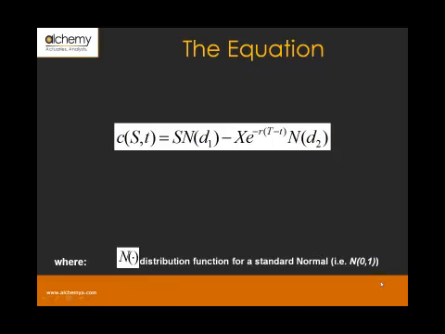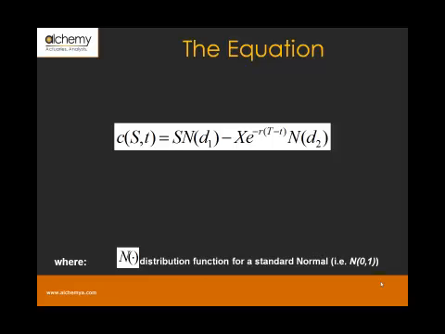If you've ever wondered what a Nobel Prize looks like, the equation in front of you is just that. The equation in front of you is the Black Scholes Merton solution for the value of a European call option and can simply be read as S into n of d1 minus X into e to the power minus r(T minus t) into n of d2. S is the spot price, X is the strike price.